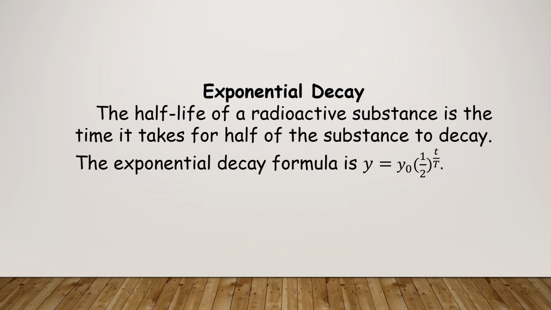Exponential decay: the half-life of a radioactive substance is the time it takes for half of the substance to decay. The exponential decay formula is y is equal to y sub 0 times 1/2 raised to small t over capital T.